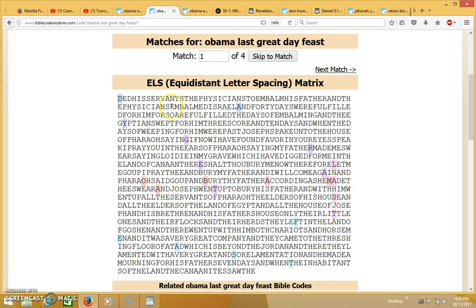Okay, so this table is about embalming. You see the word embalm comes up several times. And you also see the word Pharaoh comes up several times. You see it over here. You see it going through the O in Obama, and then again over here.